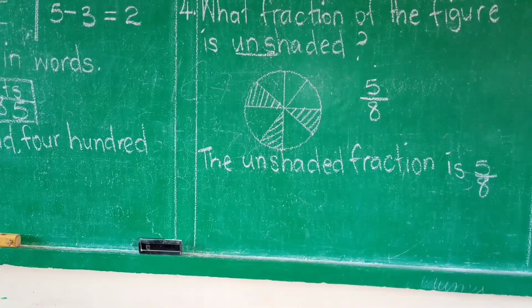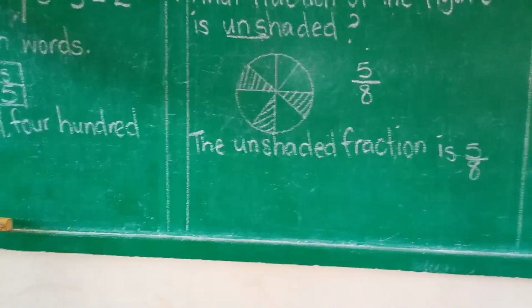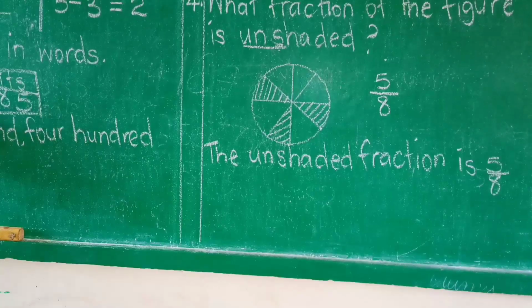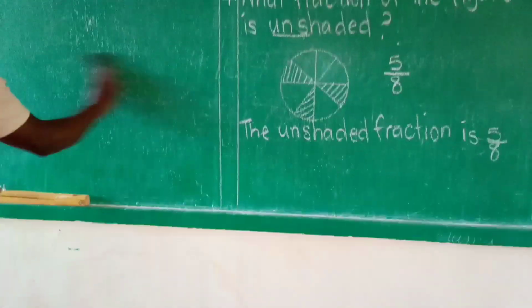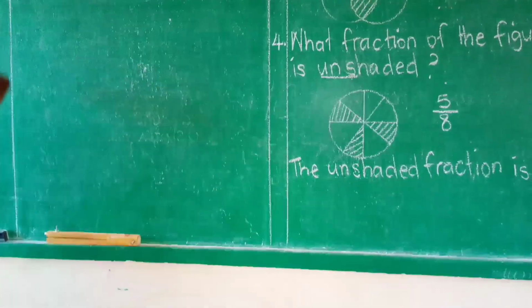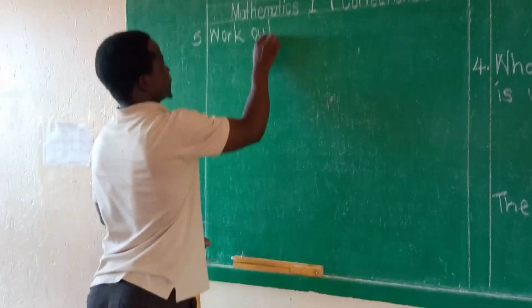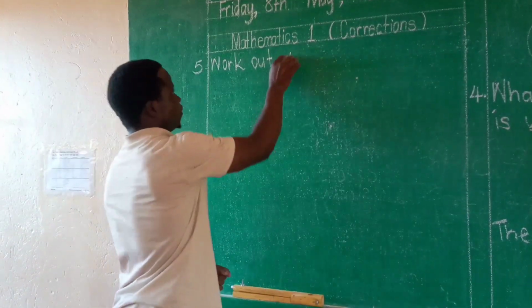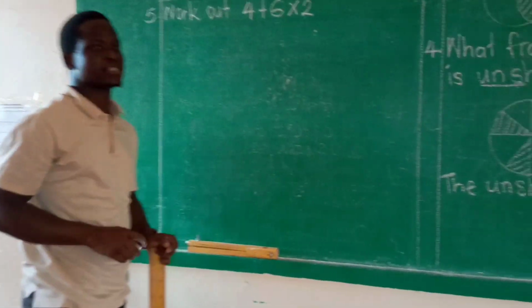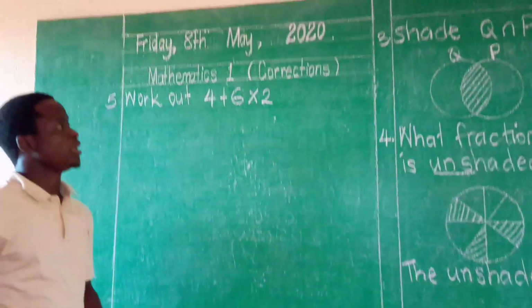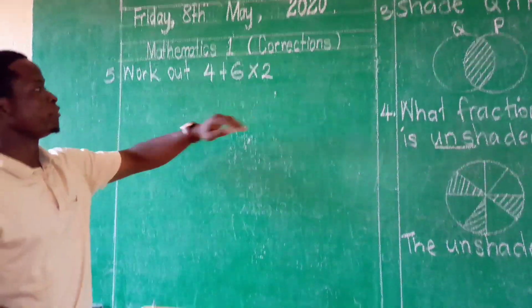Question number 5. Work out 4 plus 6 times 2. Yes. Here we have a task. We have to work out this expression, and we have two operation signs.